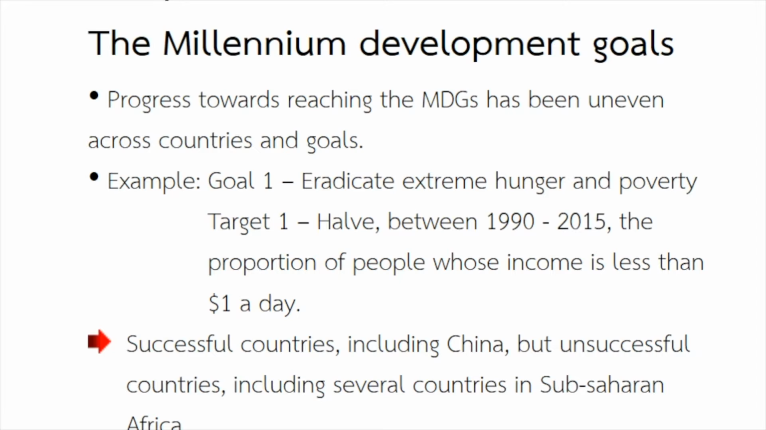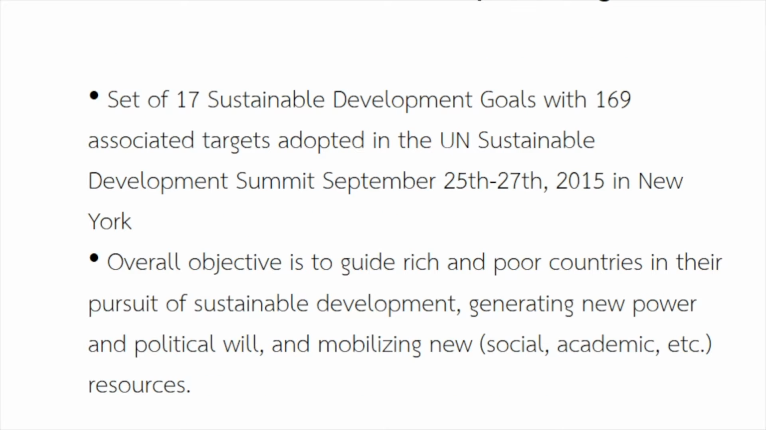Some of the UN member states were successful in achieving these goals. For example, China. China has seen tremendous economic growth and it has lifted millions of people out of poverty, thus achieving this first goal of the Millennium Development Goals. But there are other countries who did not achieve these goals, including many countries in sub-Saharan Africa.